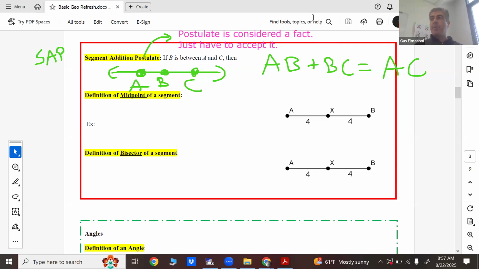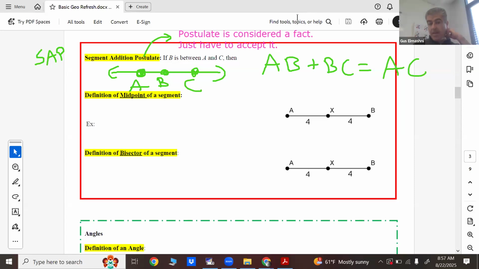Other things we prove, those are called theorems or theories. We prove theories. You have a theory about something like, I think we're going to have an earthquake next week. Okay, I've got to prove it now. I've got to show all this evidence, right? That's a theory. But postulates are things you consider as fact, as a matter of fact.